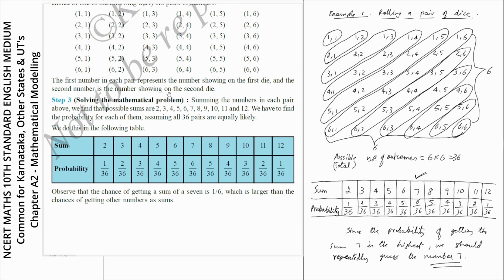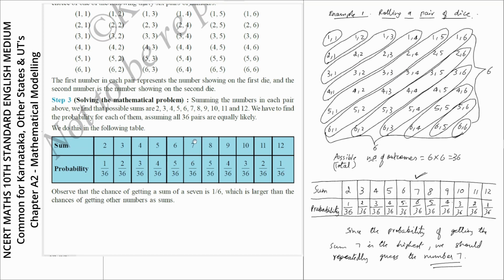Okay, and the possible sums are 3, 4, 5, 6, 7, 8, 9, 10, 11 and 12. And when we calculated their probabilities, we found that the sum 7 has the highest probability, that is 6 by 36. Okay, and sum 2 has least chance of showing up because its probability is 1 by 36. And similarly, sum 12 also has least chance of showing up because the probability of 12 is 1 by 36.